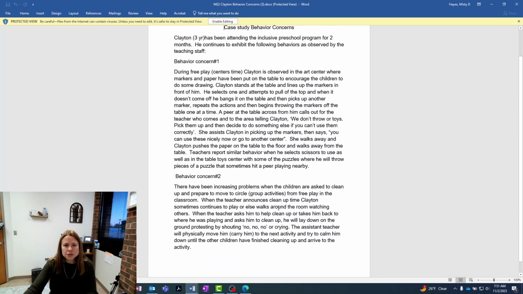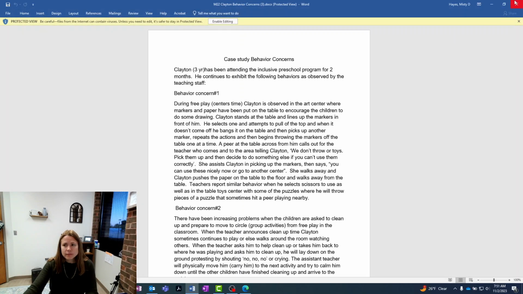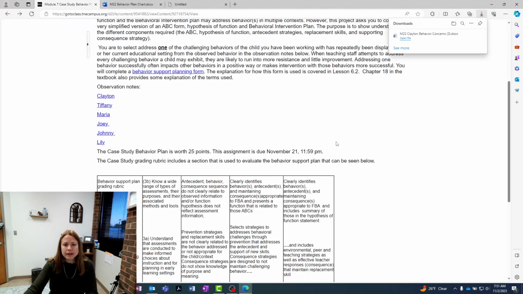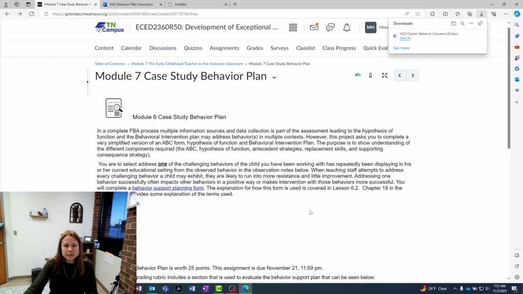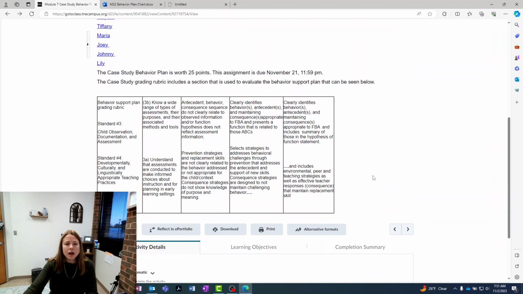There are two concerns here. So when you read these notes, observe this. This is going to help you complete the ABC chart. So try to figure out what the trigger is, what the behavior is, and then what are the consequences following. And you need to address both of them, right, when you're doing this. Okay, so make sure you read this completely. If you have questions, please reach out. I'm more than happy to help you.